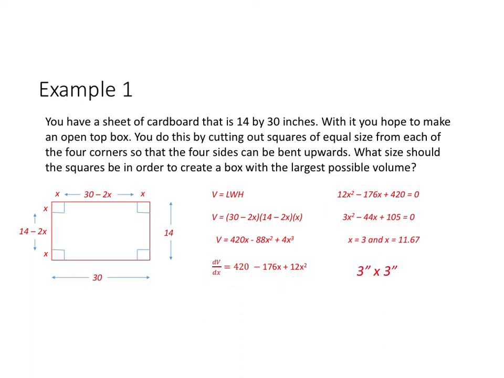Now, if we look at these two answers, we realize that x cannot equal 11.67. The reason it cannot equal 11.67 is because the width is 14 minus 2x. Well, 2 times x in this case would be 23 something. 14 minus 23 would make the width negative. So 11.67 is not a valid answer. x equals 3 is a valid answer, and therefore the squares are going to be 3 by 3.